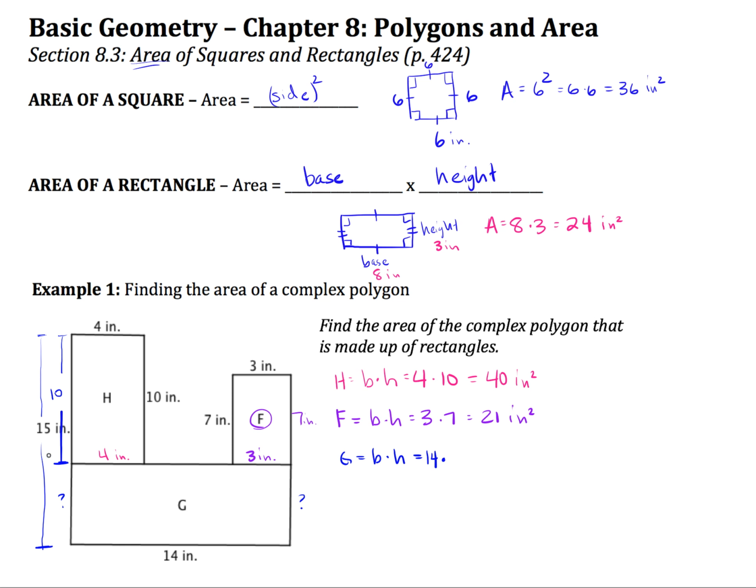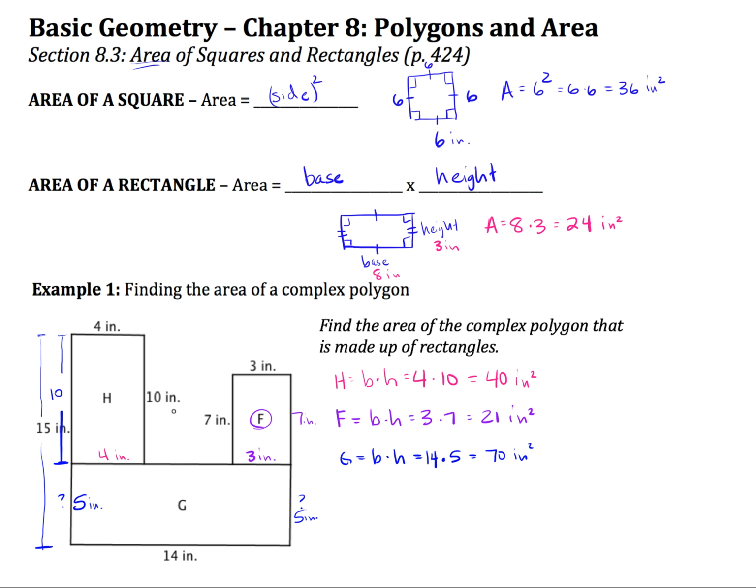This 15 is for this entire side of this complex polygon, from up here all the way down to here. That's all 15. So if I do a quick little subtraction, I realize that if the whole thing is 15 and this upper part is 10, then this part down here would be 5 inches. And so would this part over here. So I can see now that if my base is the 14 down here, then my height would be 5. So my area, 14 times 5, would be 70 square inches.